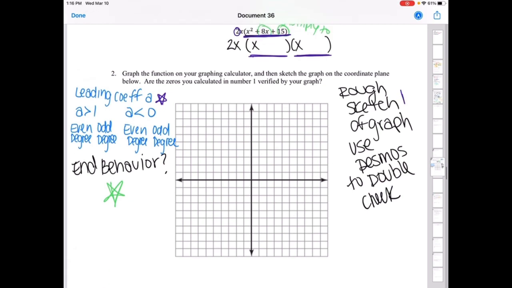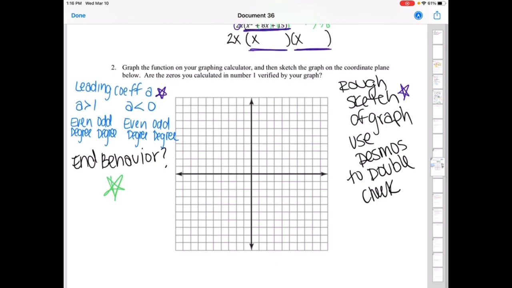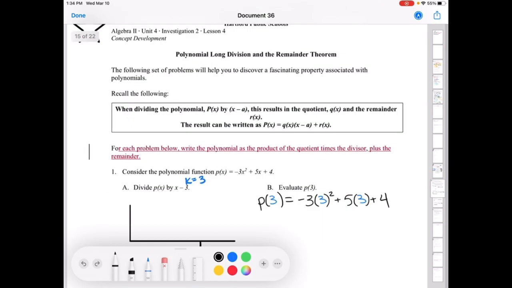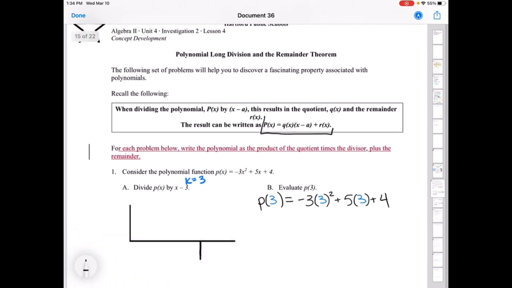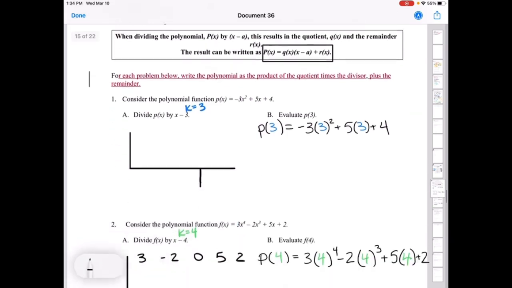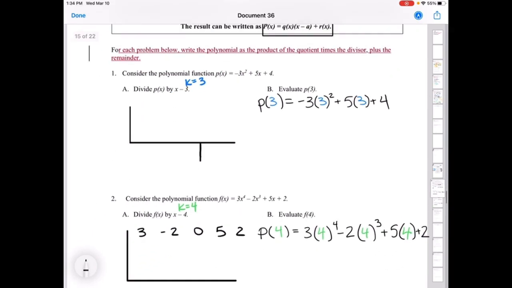I'm only asking for a rough sketch. Doesn't need to be perfect, as long as I know exactly what you're doing at each root and your end behavior is correct. Experimenting with the remainder theorem a little bit. So they give you a formal equation right here, but we're going to play with that in a second. First, we're going to do some direct computation.